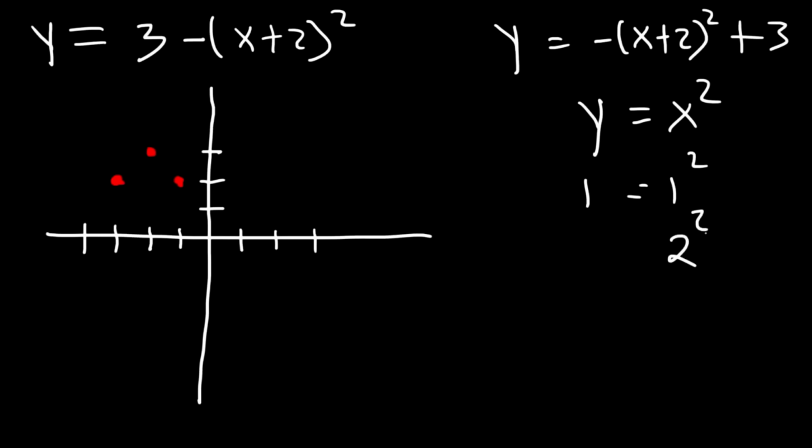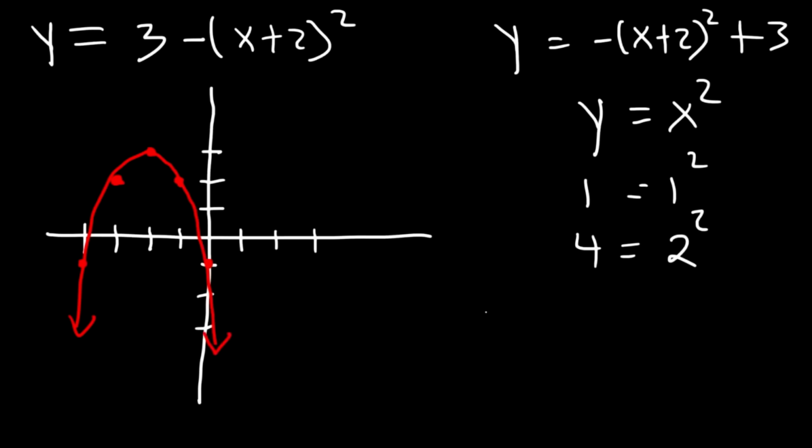Now 2 squared is equal to 4. So as we travel 2 units away from the vertex, we need to go down 4. So the next point is going to be 0, negative 1, and also negative 4, negative 1, due to the symmetry of the graph. And that should be enough to get a decent sketch.